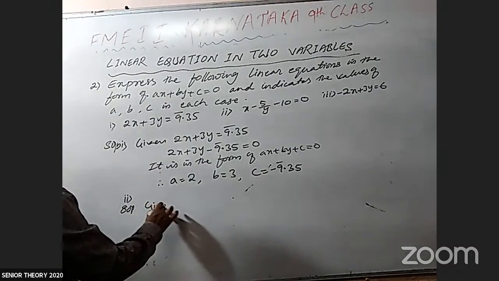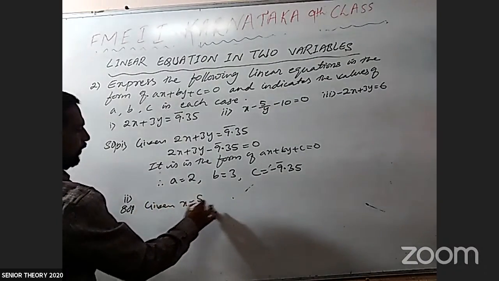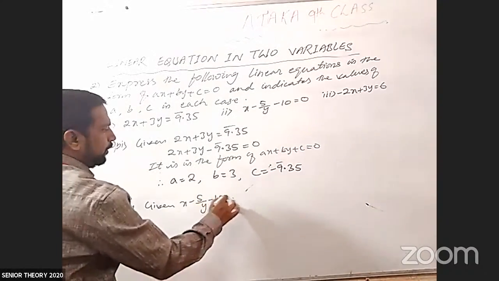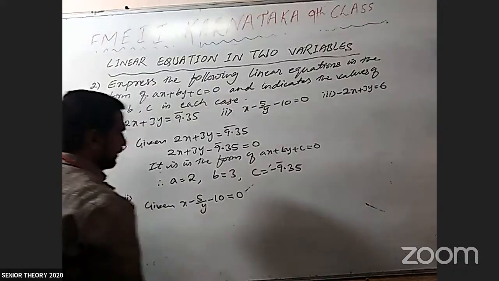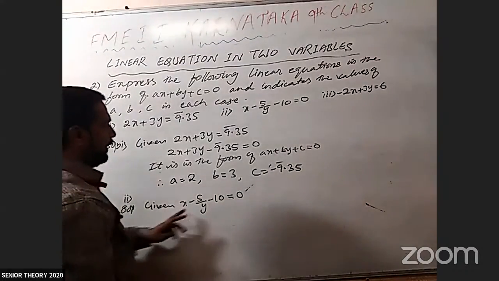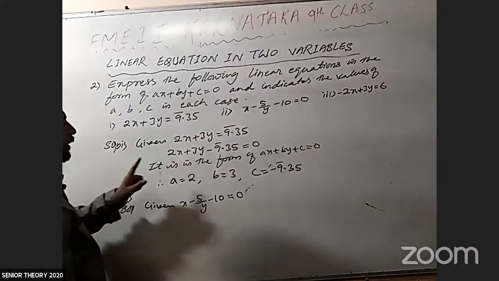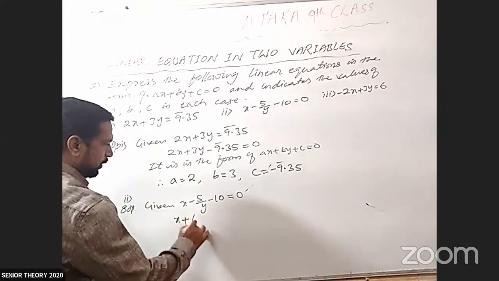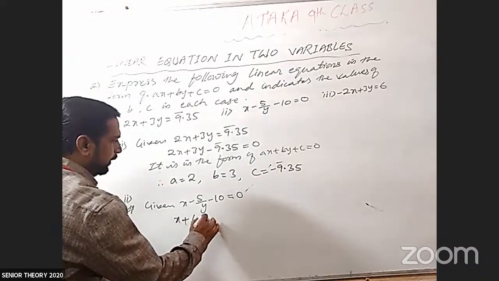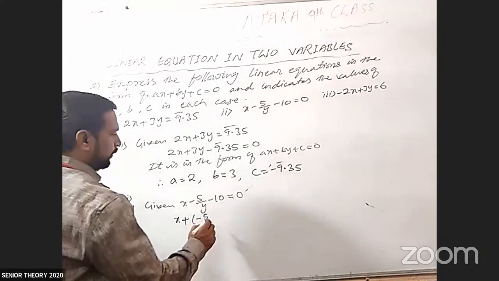Given equation is x minus 5 by y minus 10 equal to 0. Now we will write this equation. It is already in the standard form. If we want to write, we can write like this also: x plus minus 5 by y.